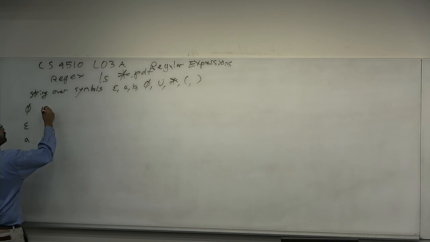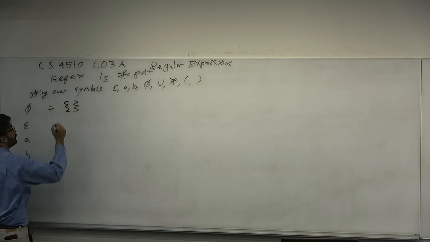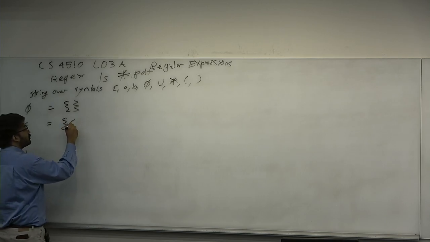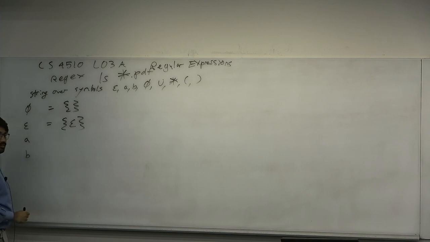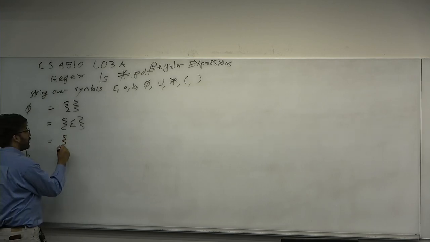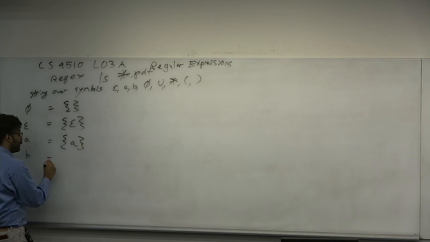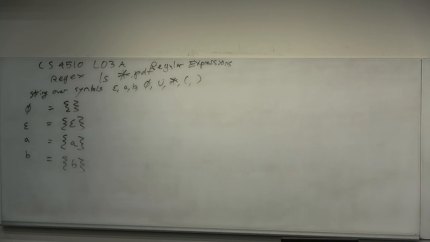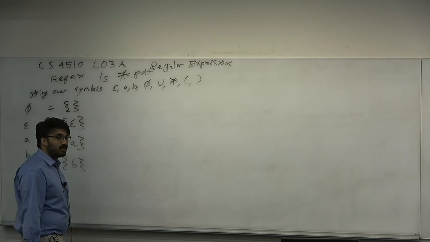The empty set corresponds to the regular language of the set containing no elements. The empty string as a regular expression actually corresponds to the set containing the empty string. That's the denotation we'll make. We just don't write that to be short. The symbol A corresponds to the set containing only an A, and the symbol B corresponds to a set containing only a B. Now, we define a regular expression with these other operations of union, concatenation, and star.